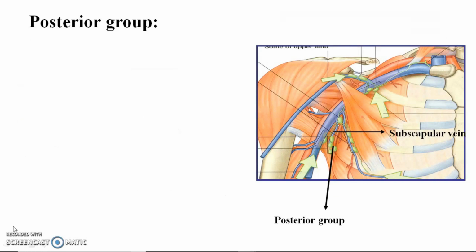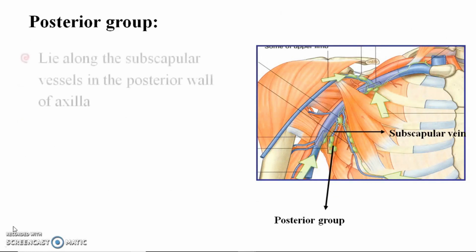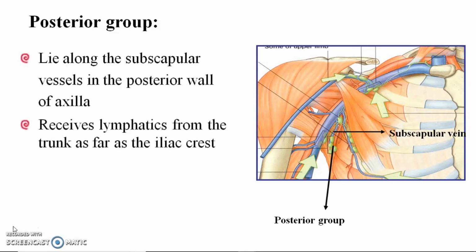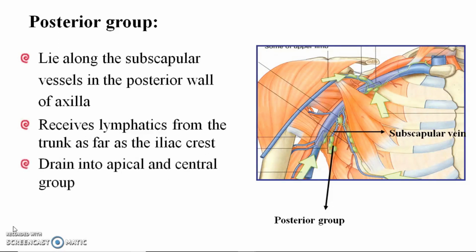Now going for the posterior group, that is the subscapular lymph nodes. This posterior group lies along with the subscapular vessels in the posterior wall of the axilla. The anterior one lies along with the lateral thoracic vein. Here it is lying with the subscapular vessels, and it is going to receive its afferents from the whole of the trunk down to the iliac crest, and at last it is going to pour out its content into the apical and central groups, like the anterior lymph nodes.